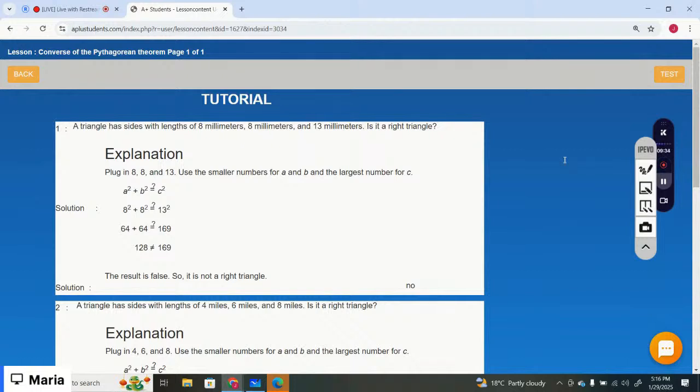So C is always the greatest side length, so that is 13. 8 square plus 8 square equals 13 square. So 64 plus 64 is 128. 128 is not equal to 169, right? So it is not a right triangle.